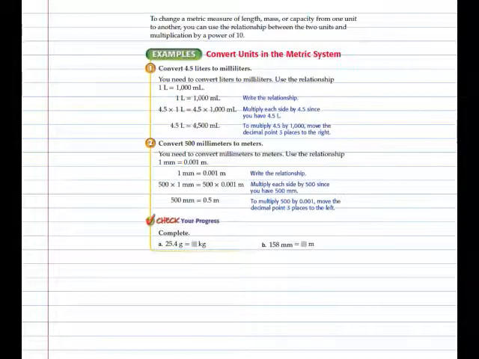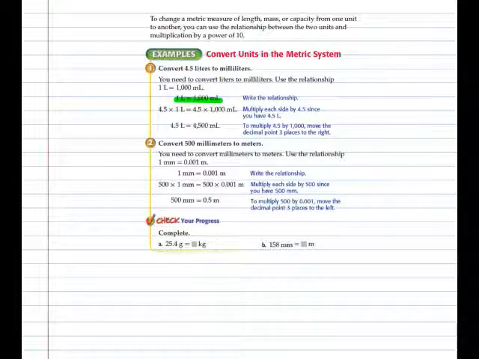To change a metric measure of length, mass, or capacity from one unit to another, you can use the relationship between the two units in multiplication by a power of 10. In my first example, I'm converting 4.5 liters to milliliters. So the relationship I'm going to use is that 1 liter equals 1,000 milliliters. I then multiply my 4.5 times 1,000, and my result is 4,500 milliliters. 4.5 liters equals 4,500 milliliters.